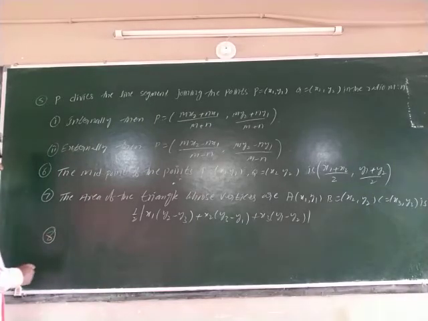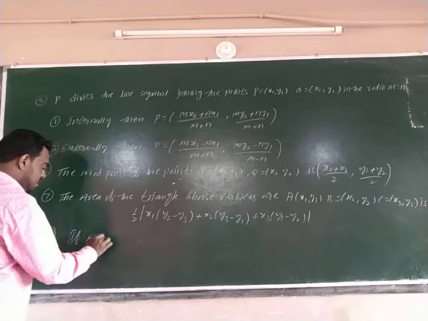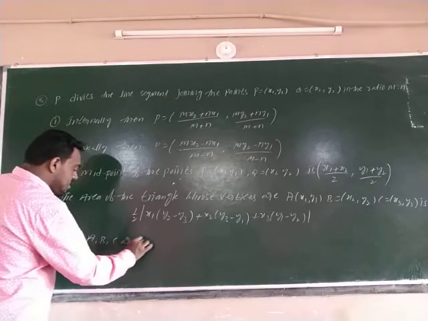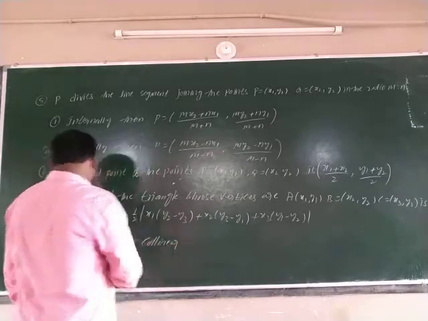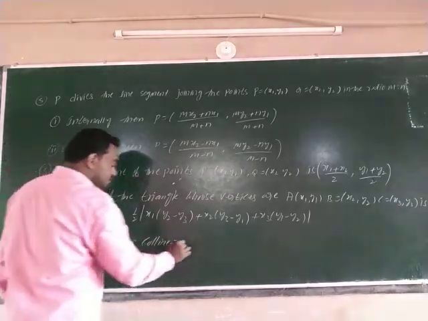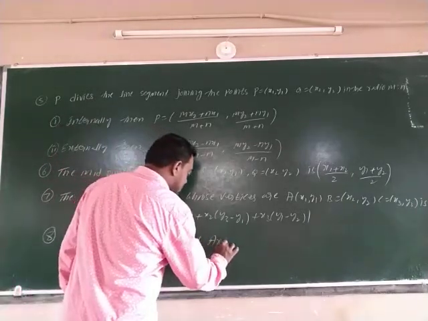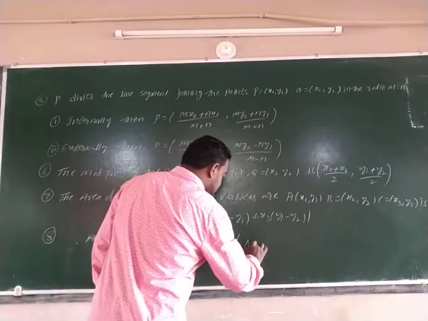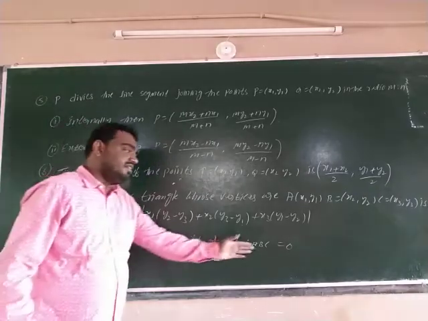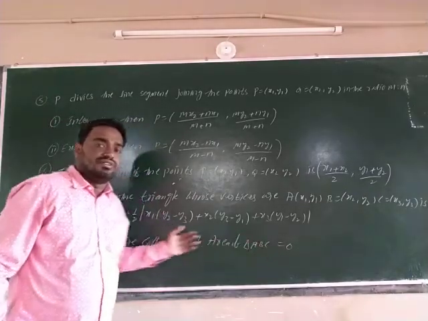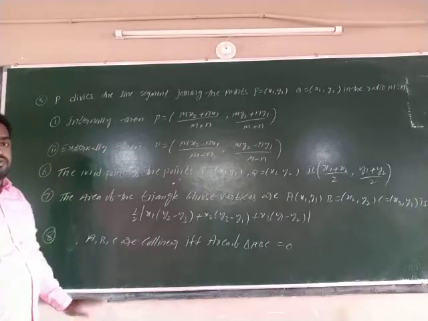Next, the eighth formula is saying that A, B, C are collinear if and only if the area of triangle ABC is equal to 0. If A, B, C are collinear, the area of the triangle is 0. If the area of the triangle is 0, A, B, C are collinear. These formulas we need to remember.